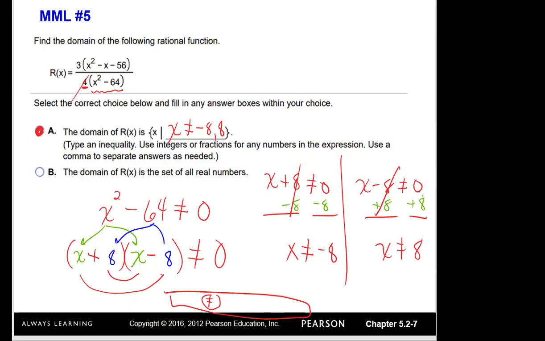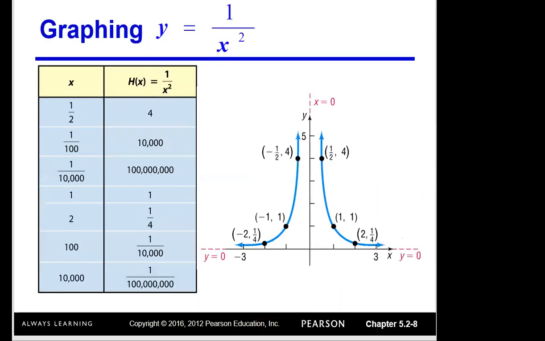Okay, so that goes over the domain stuff. We are now going to start looking at what the heck an asymptote is. So they start with an example of y equals 1 over x squared.